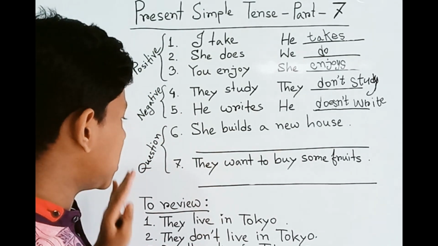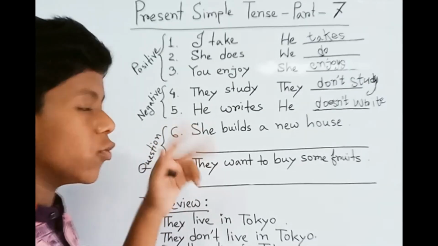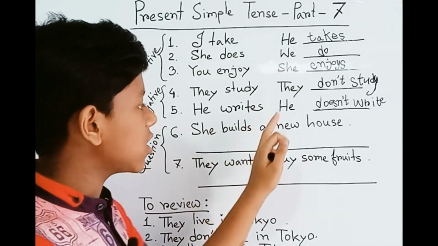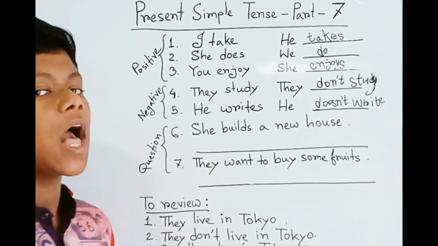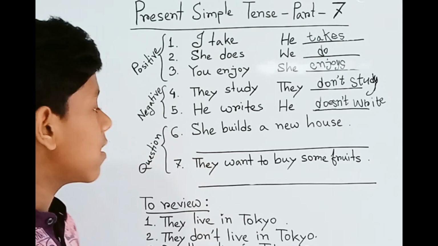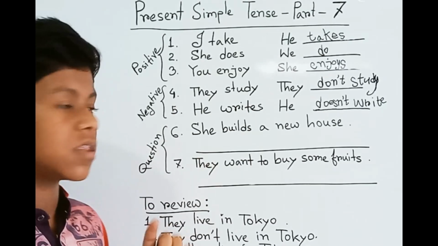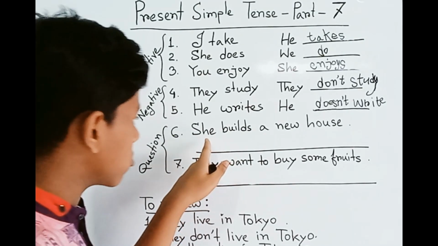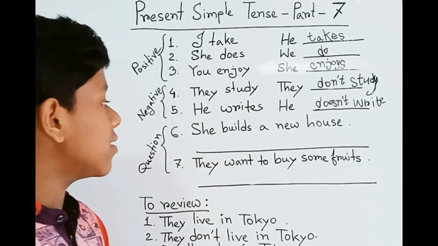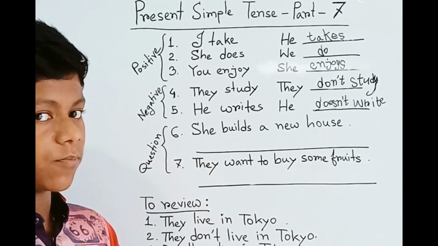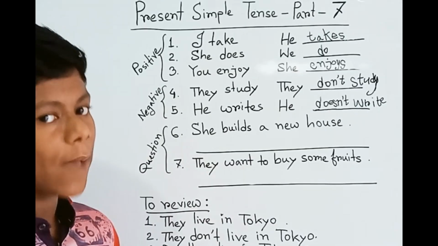And now we will see the question. So number six is in questions. Here we are watching: she builds a new house. It's in a positive sentence. How can we transform it into a question? We just add the helping verb does, because we have to look at the subject. It is she. Before the subject, we have to add the helping verb, and it will be does only, because she is third person singular. That's why we have to use this.